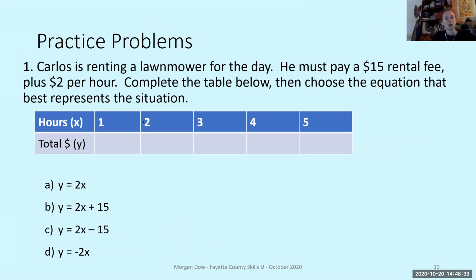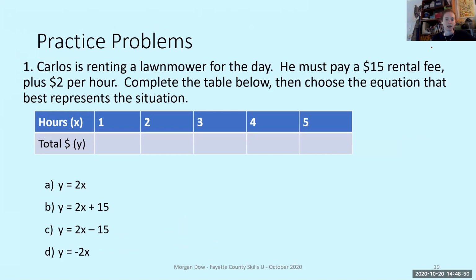Number 1 says Carlos is renting a lawnmower for the day. He must pay a $15 rental fee plus $2 per hour. Complete the table below, then choose the equation that best represents the situation.